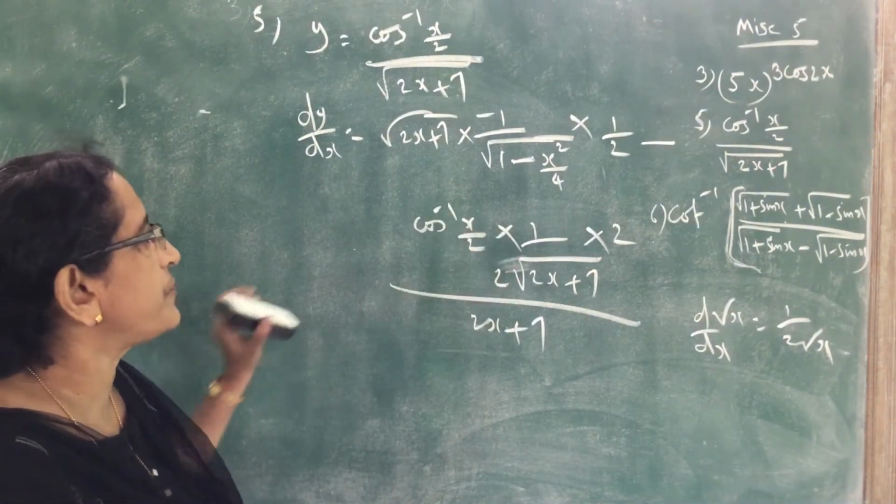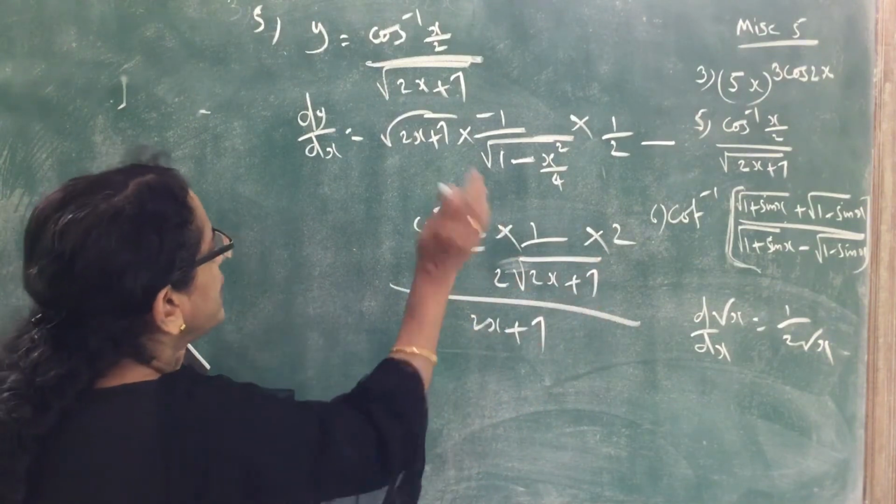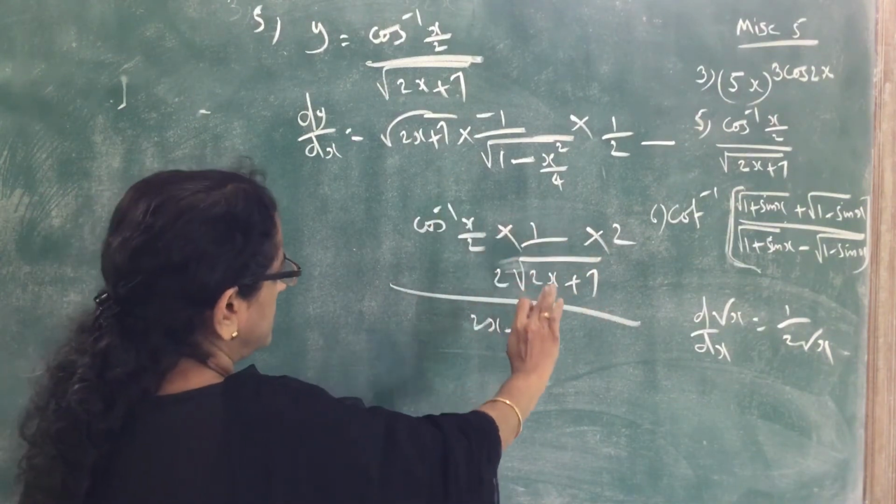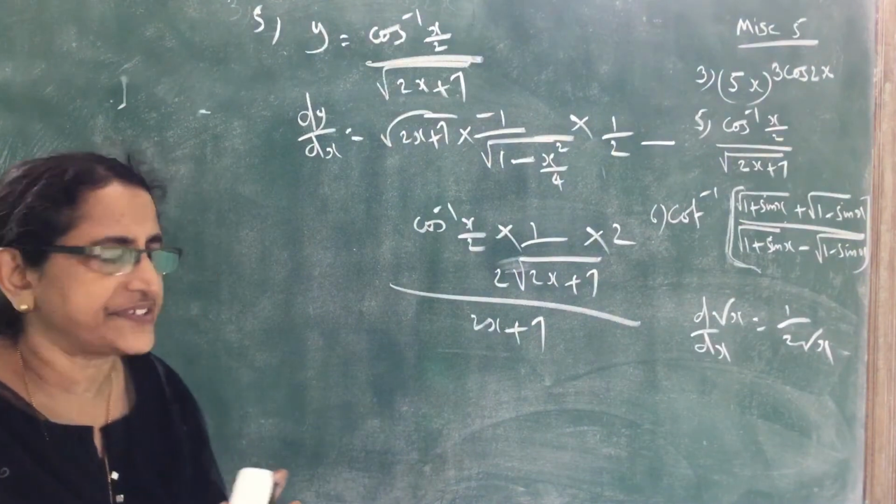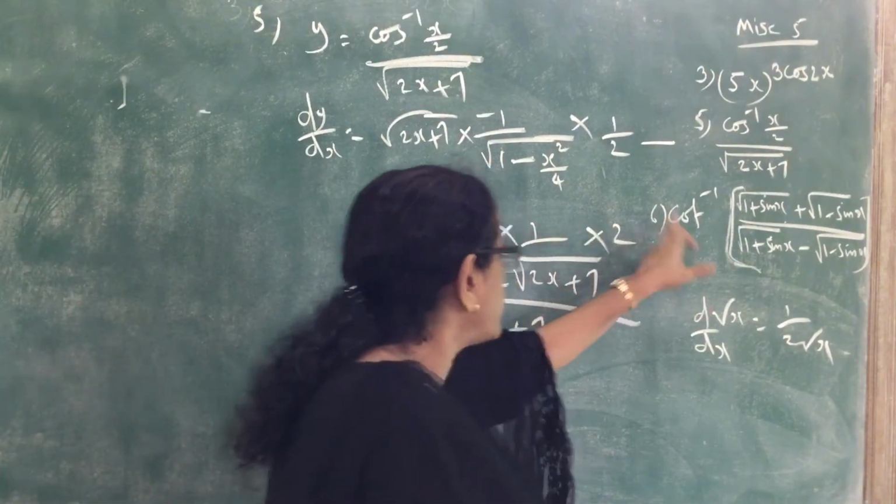So now we have to simplify and write. That is equal to, now simplify and write. Find the LCM, simplify and write. Now we will do problem 6 to 1.